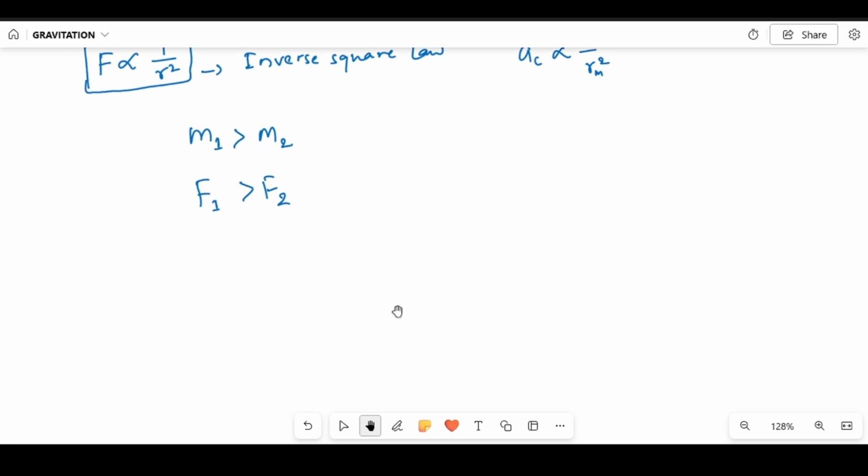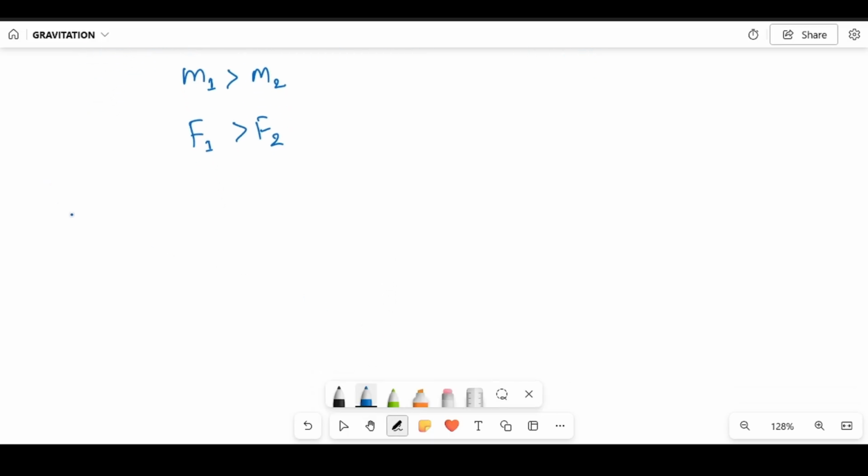So with all these things, Newton wrote in his work what we know as the universal law of gravitation. And the statement is: every body in the universe attracts every other body with a force which is directly proportional to the product of their masses and inversely proportional to the square of the distance.